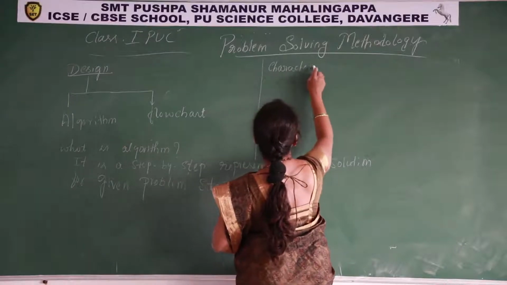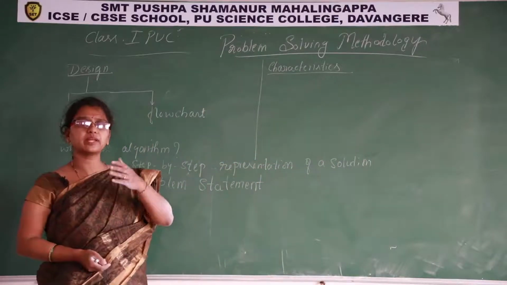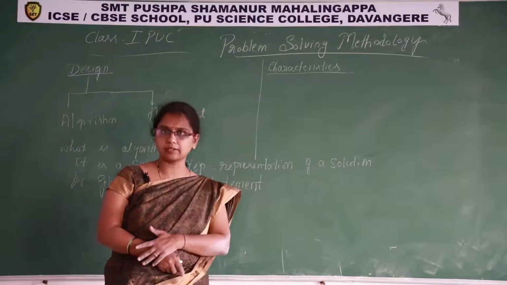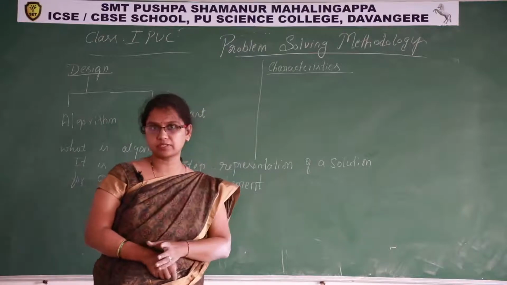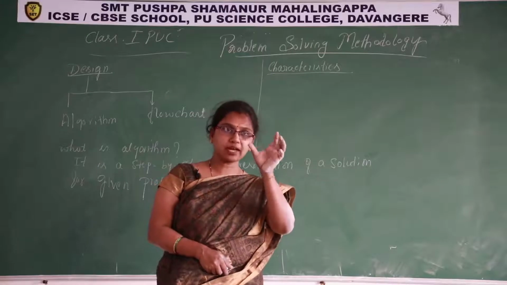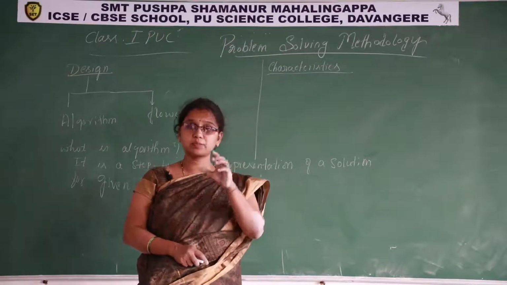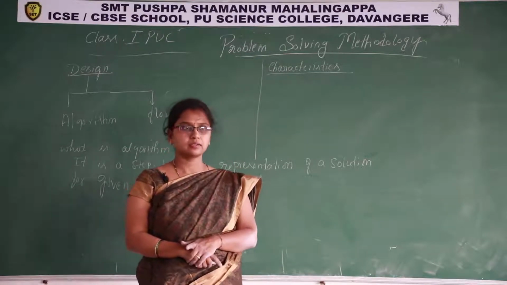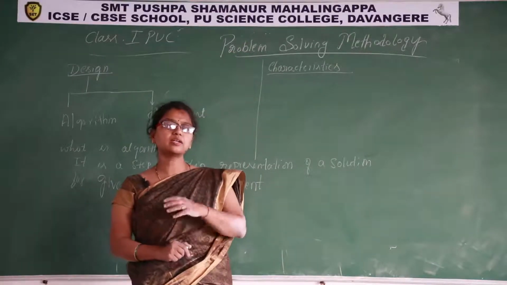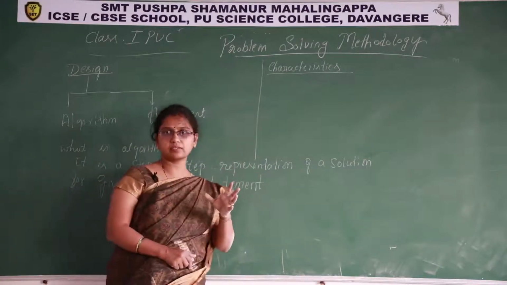Characteristics. What are the things that should be involved in the algorithm? We should mention the inputs first. It has to represent input. Then it should have a finite number of steps. It should not contain an infinite number of steps. There must be a finite number of steps. And the algorithm should end with the minimum number of steps so that it becomes an efficient algorithm. And it should give a definite number of steps.